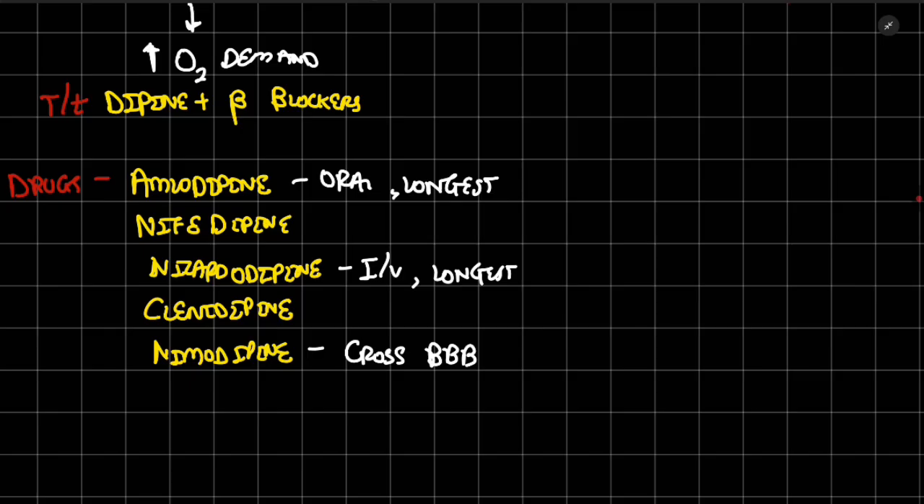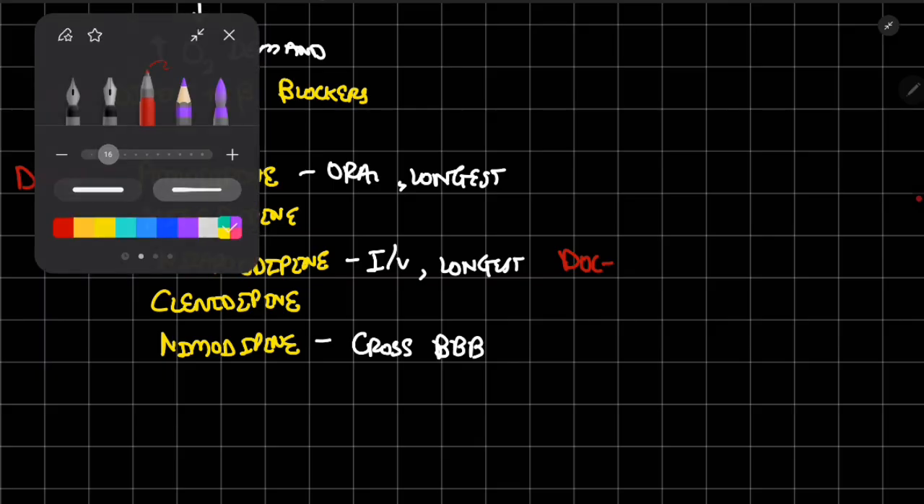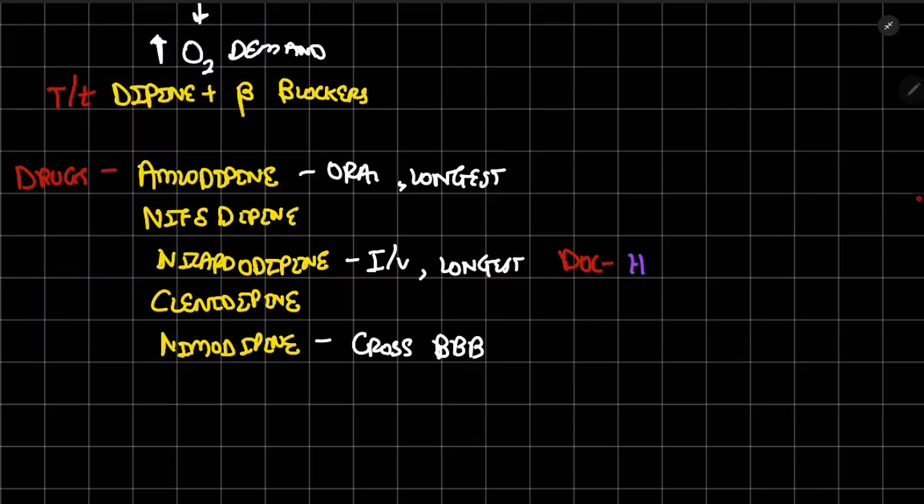Okay, and amlodipine is generally given as an add-on drug in hypertension. Okay, and nicardipine, since it is an IV drug, it is given in, yes, you guessed it right, hypertensive emergency.